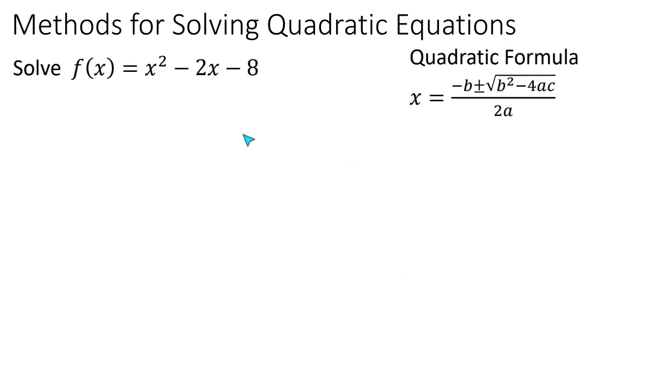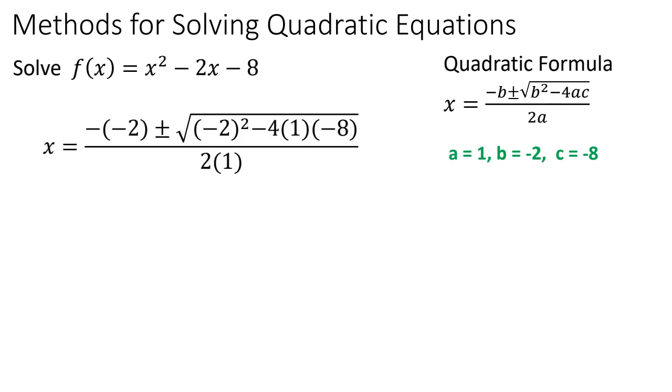Now, if you're not sure if it factors or you can't find the factors, then we can use the quadratic formula, which is negative b plus or minus the square root of b squared minus 4ac, divided by 2a. And remember that a is always the number in front of x squared, b is the number in front of x, and c is your constant. So in this problem, my a is 1, my b is negative 2, and my c is negative 8. So I'm going to plug those numbers in.